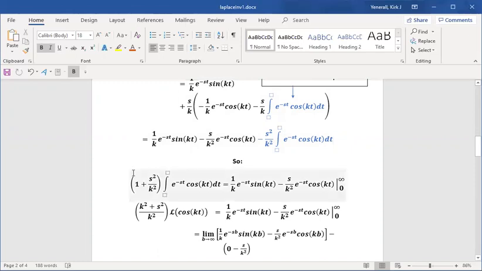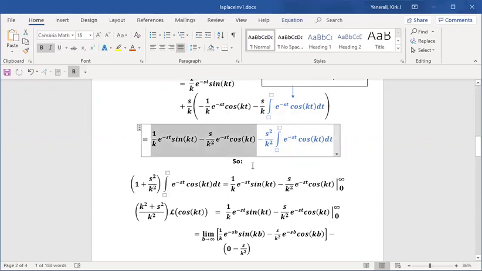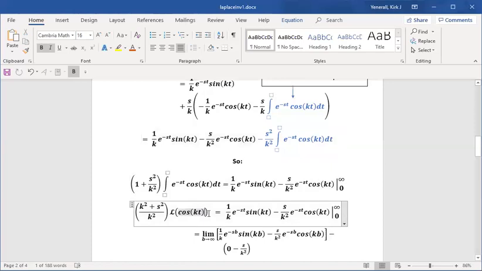And that'll give us that 1 plus s squared over k squared times the integral that we're trying to solve for equals the sum of the first two terms appearing on the right-hand side. Aha! So now this tells us that if we just evaluate these two expressions on the right-hand side and then divide by the expression k squared plus s squared over k squared, we will have the result that we want. We will be able to solve for the Laplace transform of the cosine of kt.